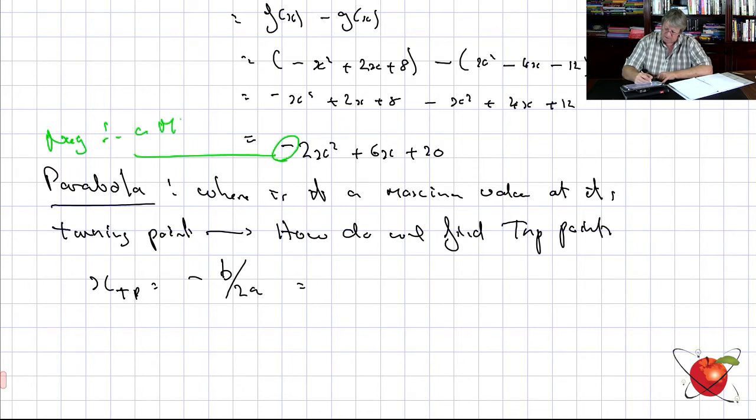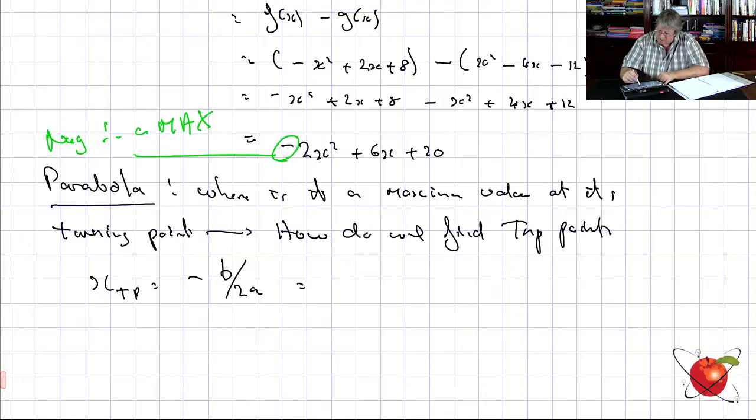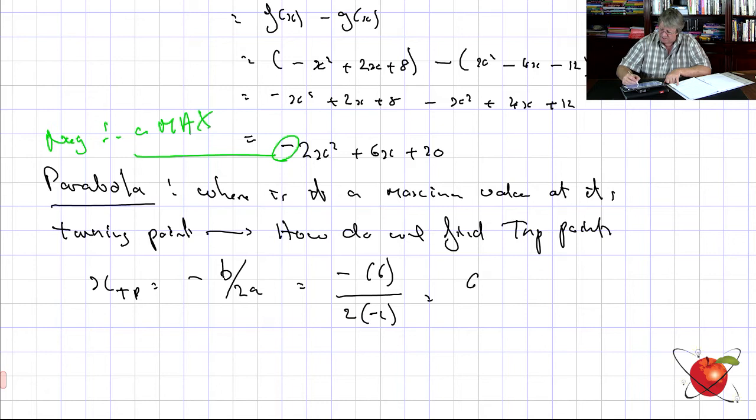Therefore, a maximum value. It turns that way, doesn't it? It's got a maximum value over there, and at that point is where we get it. At that point we say minus b is minus 6 over 2 times minus 2, which is going to be 6 over 4, which is going to be 3 over 2. So at x equals 3 over 2.